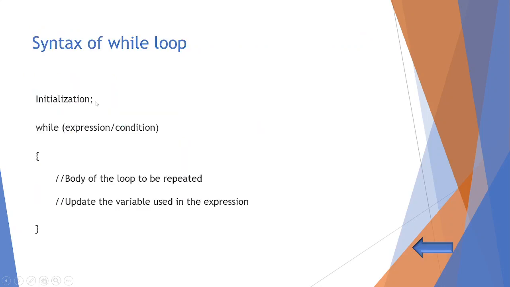Syntax of while loop: initialization, while, and the block is very important, those curly braces. Why? Because based on while, definitely two statements would be there. First one is the body of the loop, maybe one line, one statement or 10 statements, but minimum one. And updating the loop control variable is the next statement. So a block is required in case of while loop.